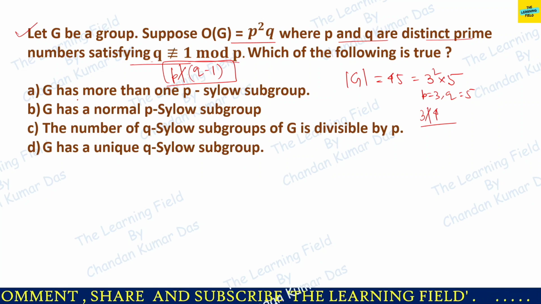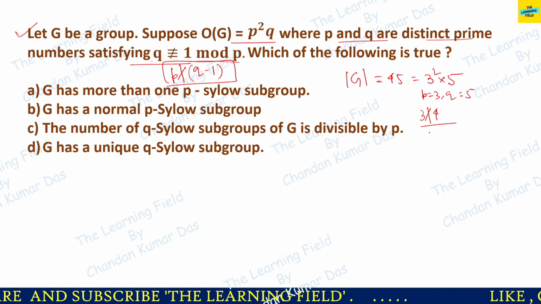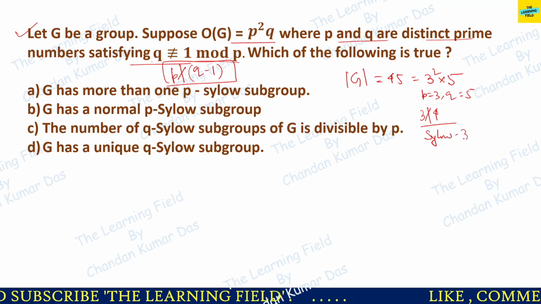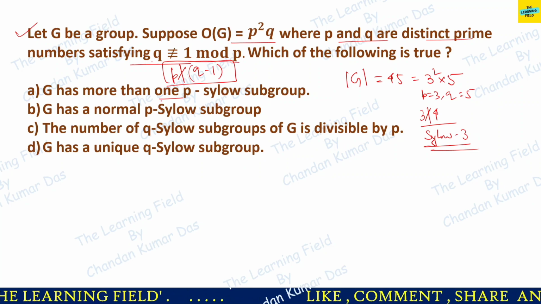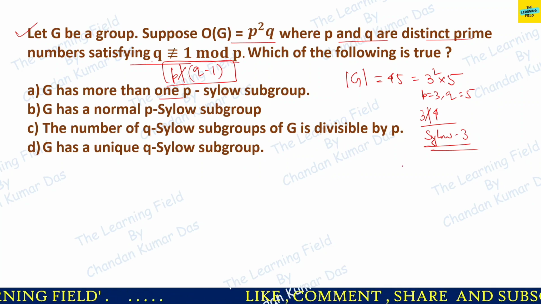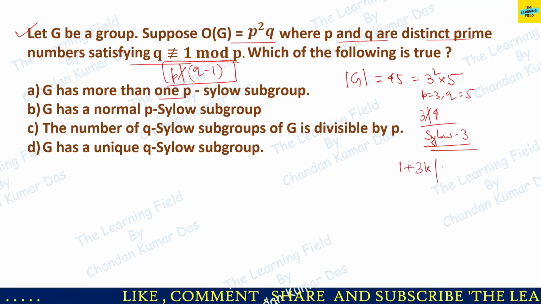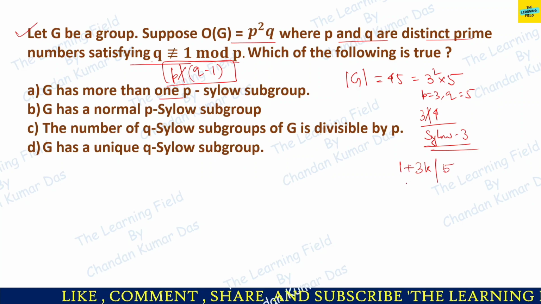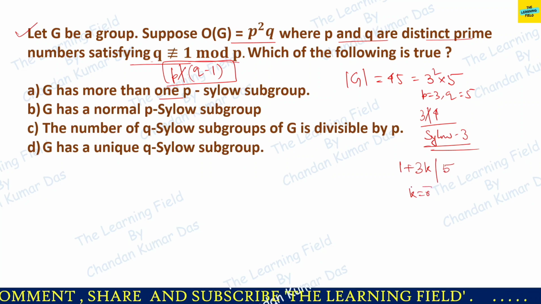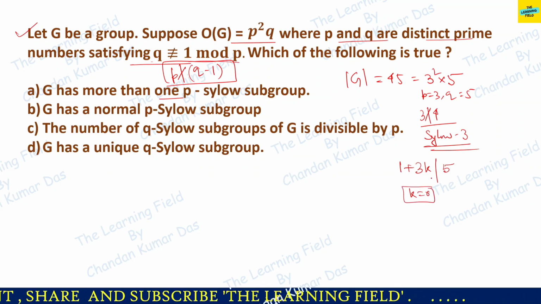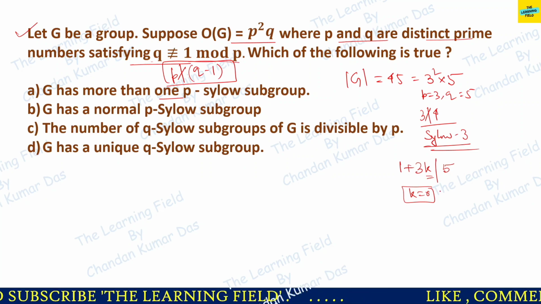Now option A says that G has more than one p Sylow subgroup. So we have to find the Sylow 3 subgroups. Option A says the number of Sylow subgroups is more than one. To find it, we know that 1 plus 3k, which divides 5. The possible value of k is only 0. If k is 1, then 4 does not divide 5. If k is 2, then 7 does not divide 5.